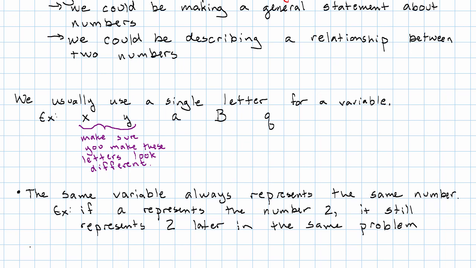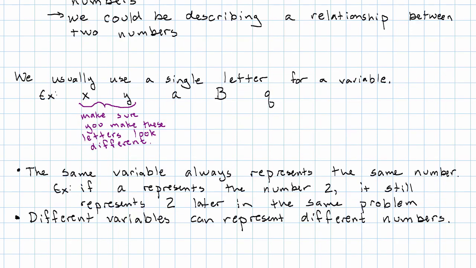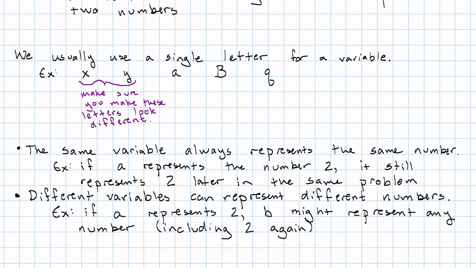If we want to represent different numbers then, we have to use different variables. Now, different variables don't, strictly speaking, have to represent different numbers. They might, by coincidence, turn out to represent the same number. So if the letter A represents the number 2, B might represent any number, including the possibility that it might represent 2 again.